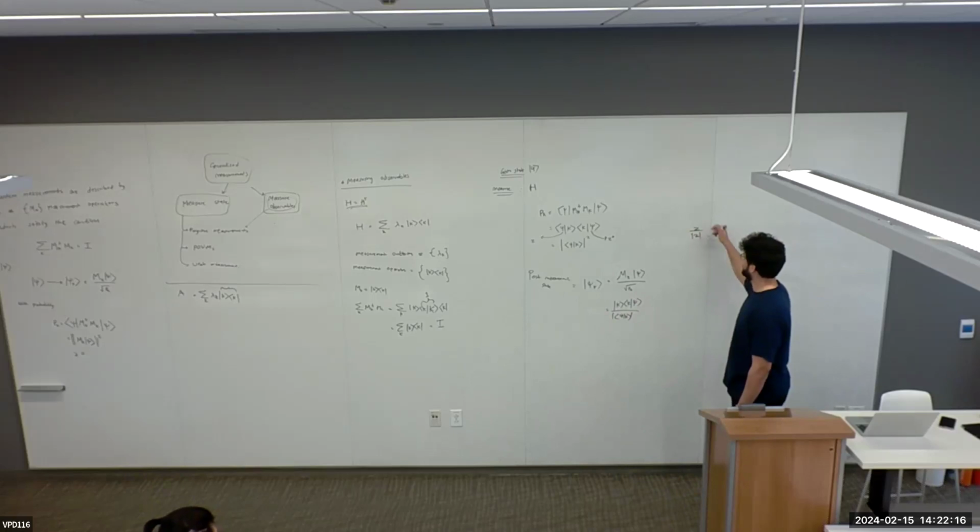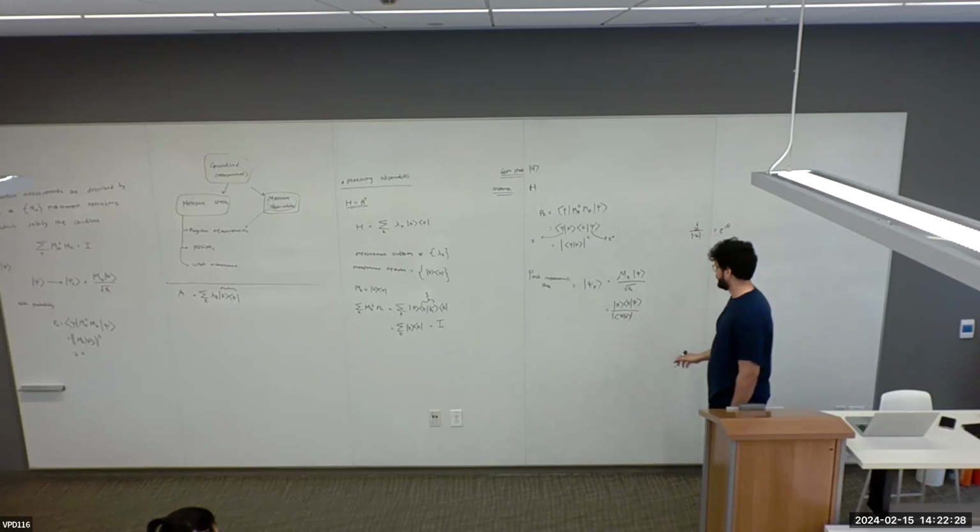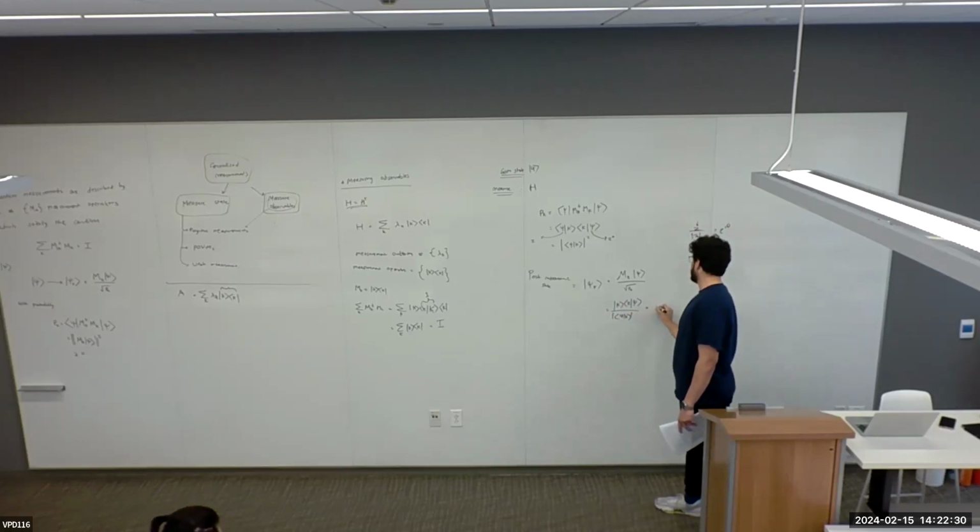No, this won't be a vector. This is a complex number. A complex number divided by its norm will be of the form e to the i theta. This will be a complex number with norm 1. So we can write this as e to the i theta k.